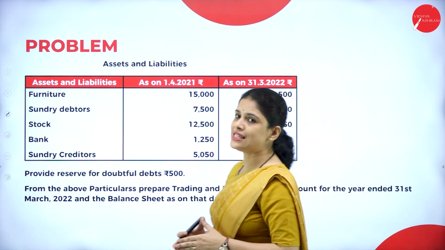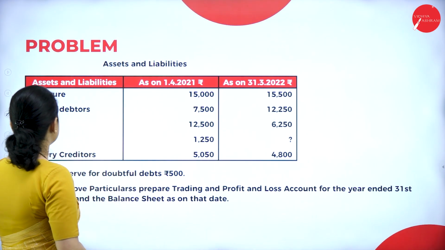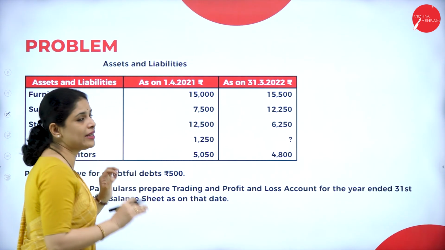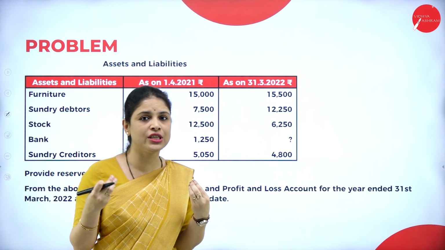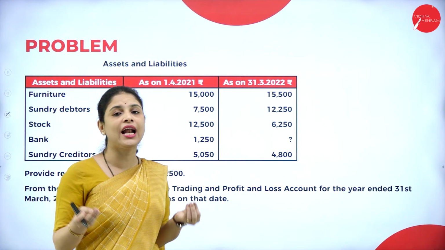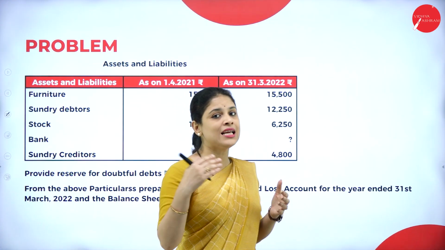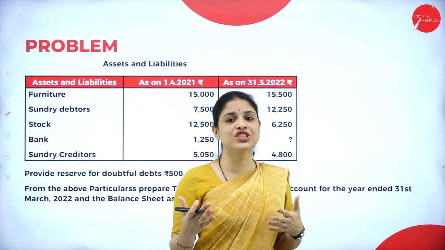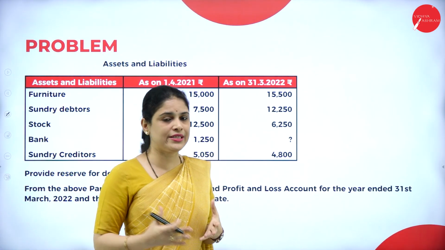Now let us see the assets and liabilities. Here for furniture, opening and closing are given. That means there is an additional purchase of furniture, so we should see the opening balance and closing balance, and add the purchase of new furniture. Then we will come to know the depreciation.